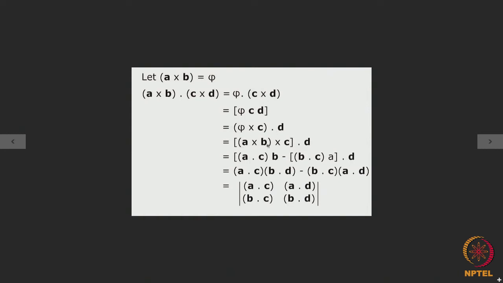So, it can be written as phi cross C dot D, and then we know what is phi cross C. It is A cross B cross C dot D, and we already know the value of this product. So, we write it down, and that making a dot product with D, and this will give us A dot C multiplied by B dot D minus B dot C multiplied by A dot D. So, in a determinant form, it can be written like this.